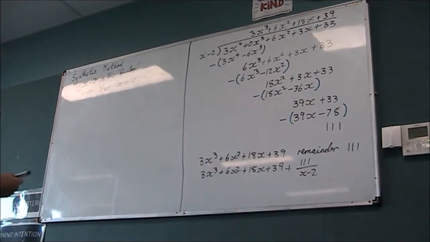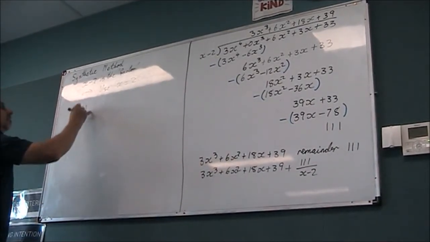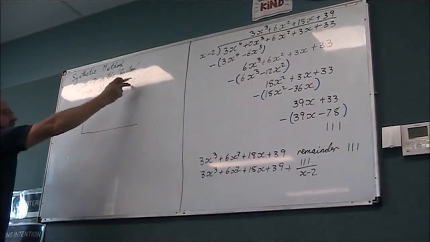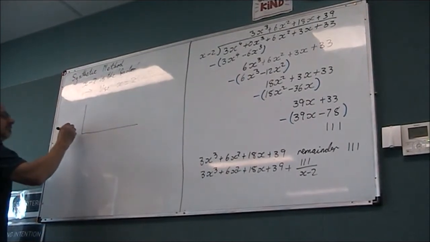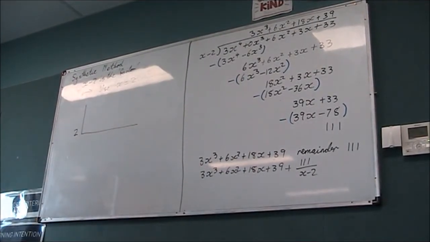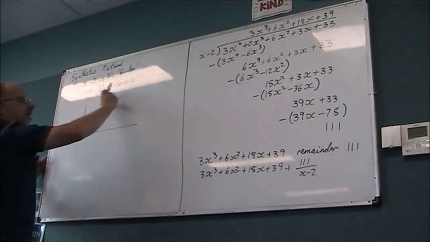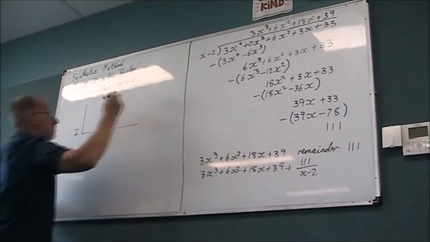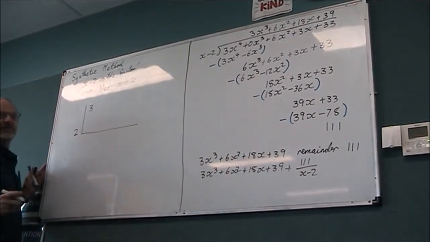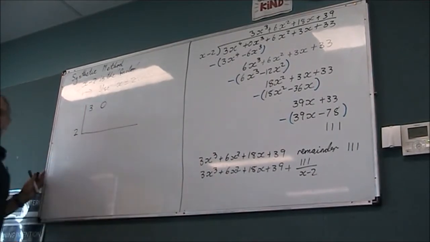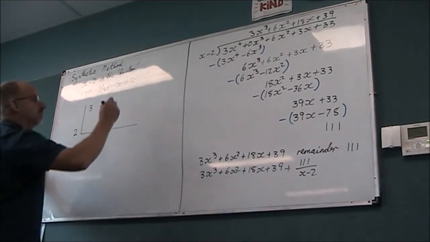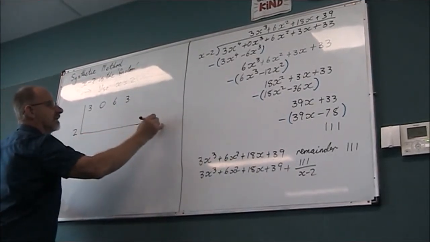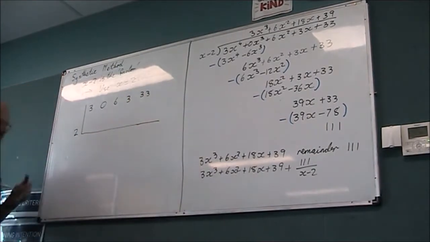So with our synthetic division we set up something like this. Because we're using x equals 2, we put a 2 out there. Then what we put up here is all our coefficients. So since we've got x to the 4, we'll go a 3 here because that's the coefficient of x to the 4. There's no x cubed term, so we still need that 0. There's 6x squared terms. There's 3 x's, and then we've just got our 33 on the end.